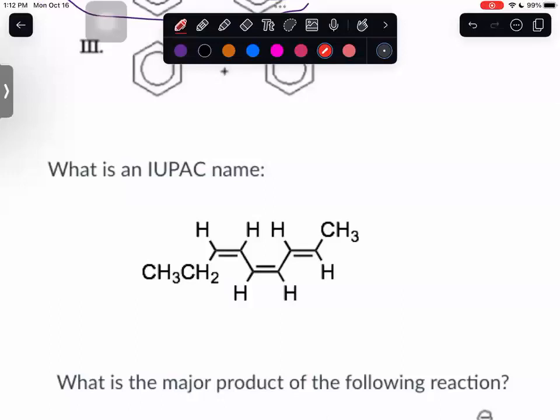Okay, this one. This was a little bit sad, actually. It's IUPAC. Volunteer to show me the name. Okay, let's use different volunteers.